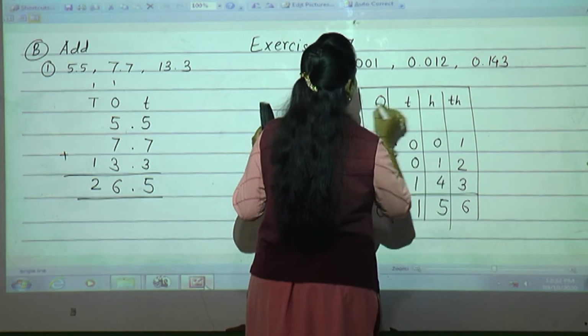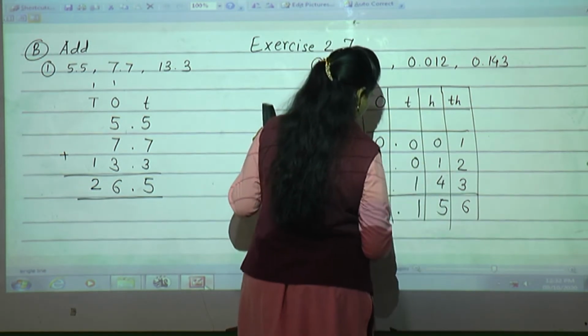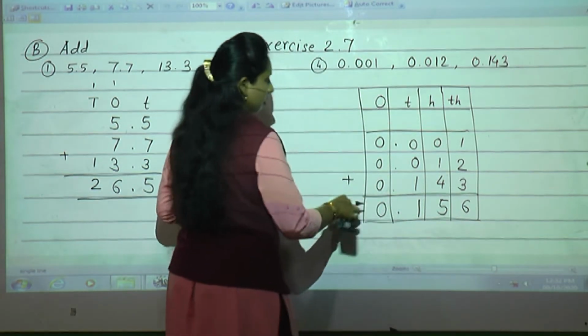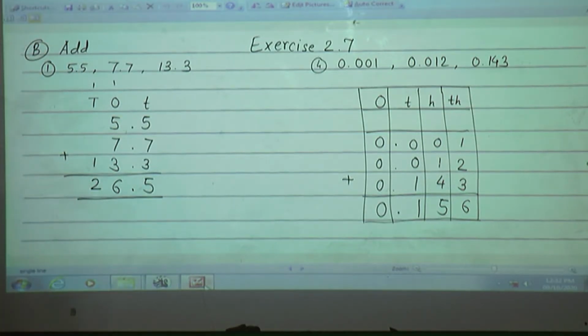You can draw the lines with the pencil. You can make the columns, okay, in this way. Clear? Or else you can solve in this way also. Yes. Now I will solve 2 more sums for you.